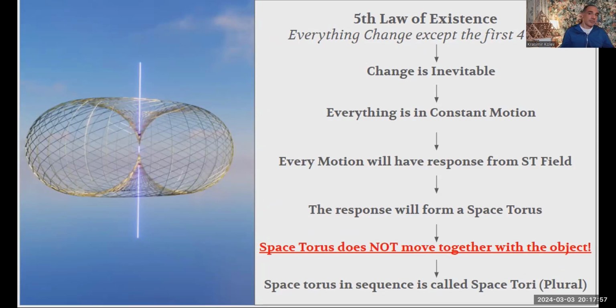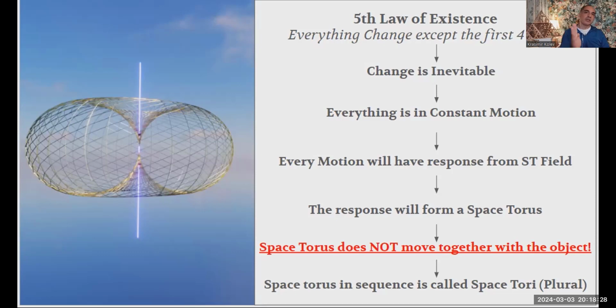When we have something in motion, we have force. So this motion has a response from the space and time fields, from this corpuscular field, and then the response will form the space torus. So the space torus, I underline here with red. It's very important to know that this does not move with the object or with the signal, okay? It is created in instances.